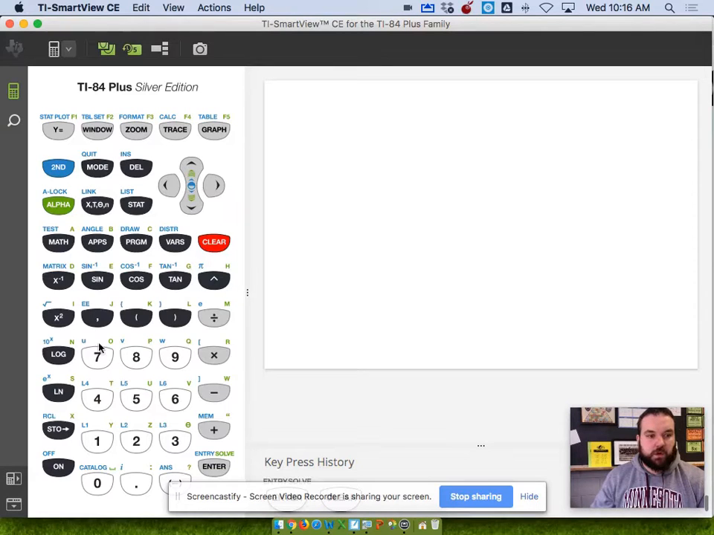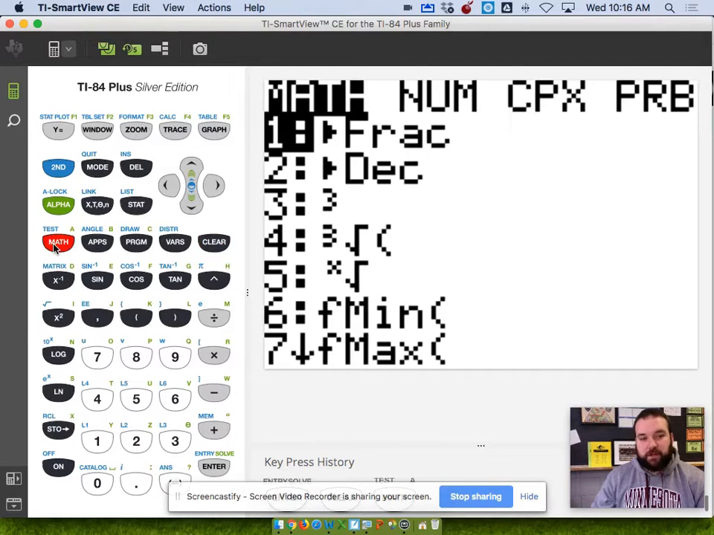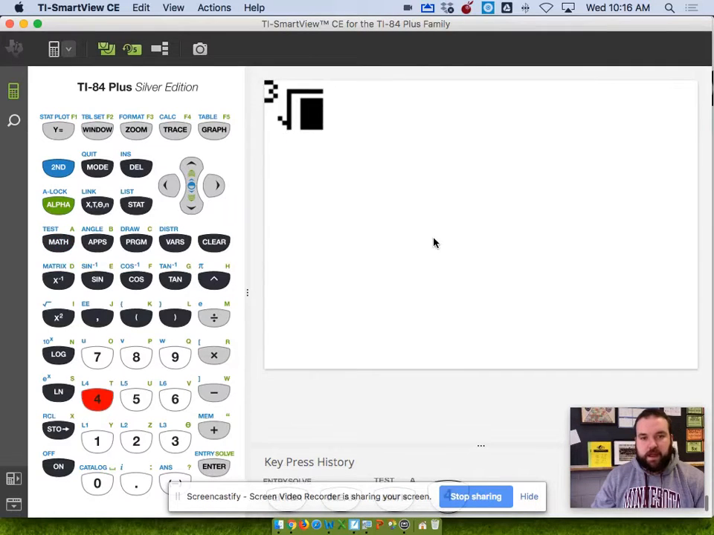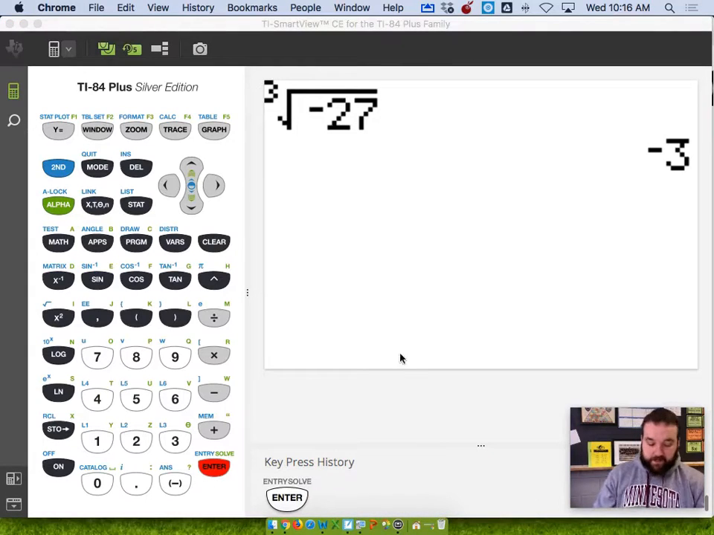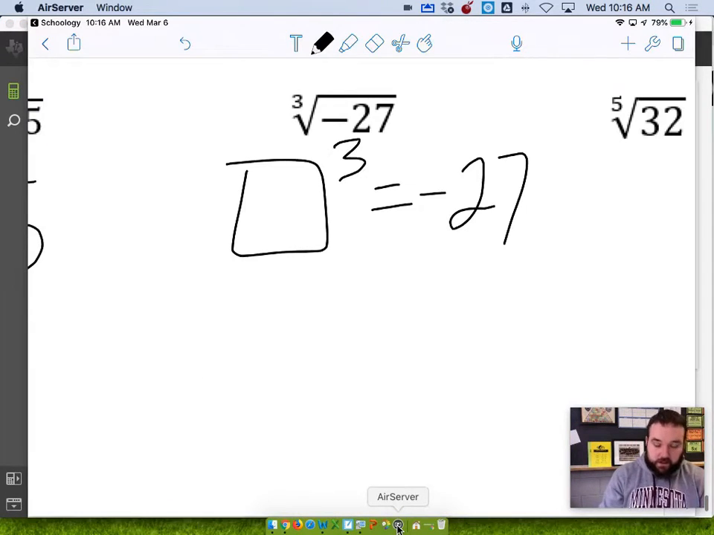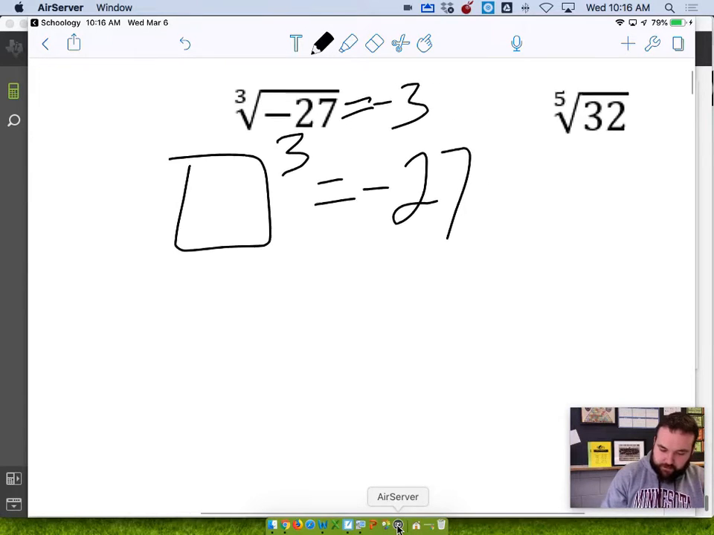There's no button for the third root. If you hit the math button, you'll see the third root is this fourth option down here. So if you hit math 4, then that's asking you for the third root. I would type in negative 27 and get negative 3. So if we come back here, this cube root of negative 27 is negative 3.